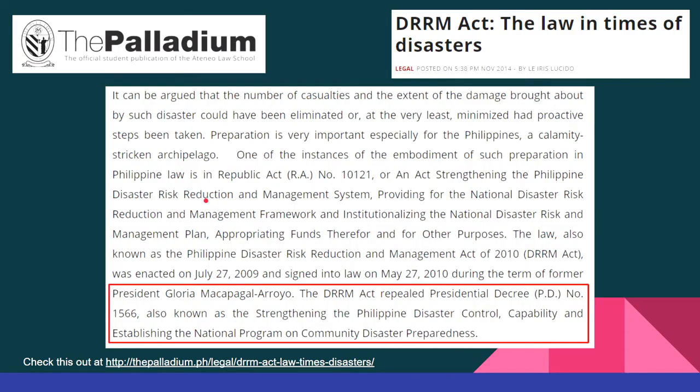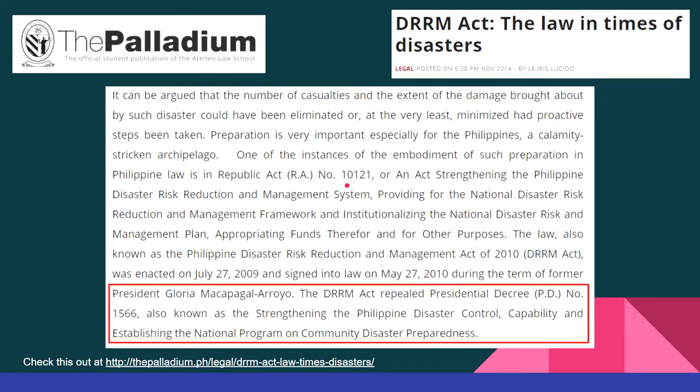This article is from the Palladium, the official student publication of the Ateneo Law School. So this article, entitled DRRM Act, the Law in Times of Disasters, written by Lucido. There the author said that preparation is very important, especially for the Philippines, a calamity-stricken archipelago. And one of those preparations in Philippine law is Republic Act 10121, okay?